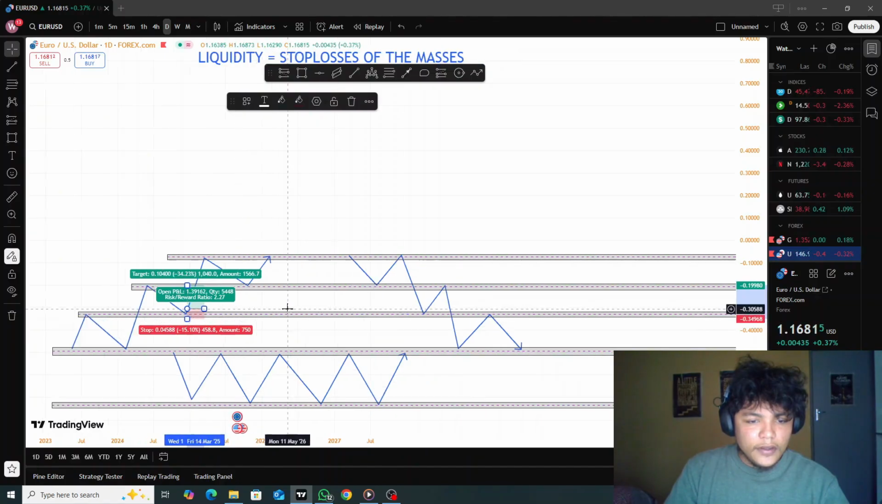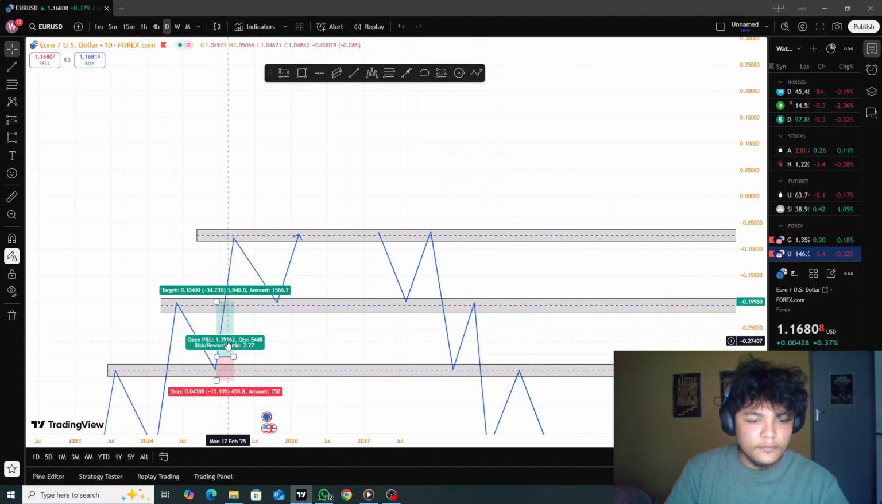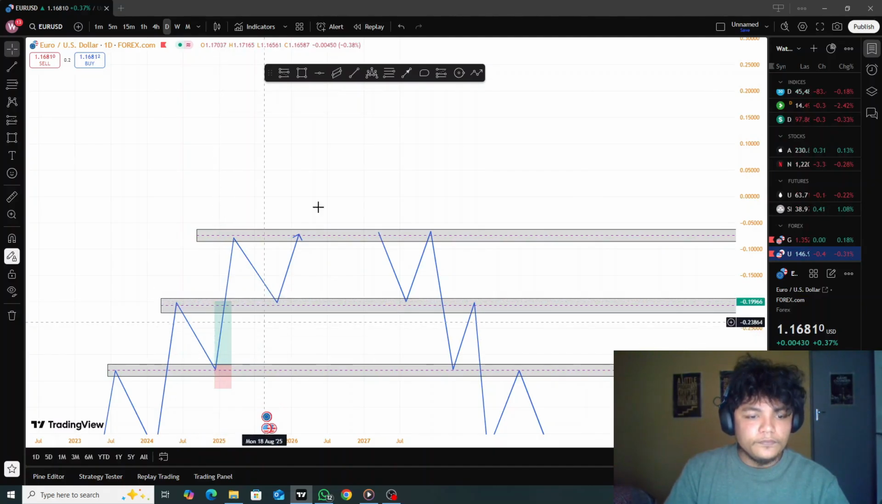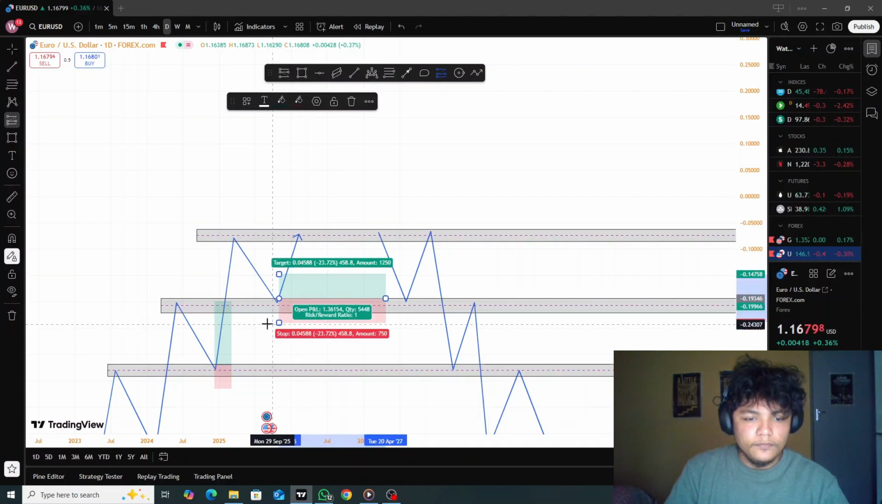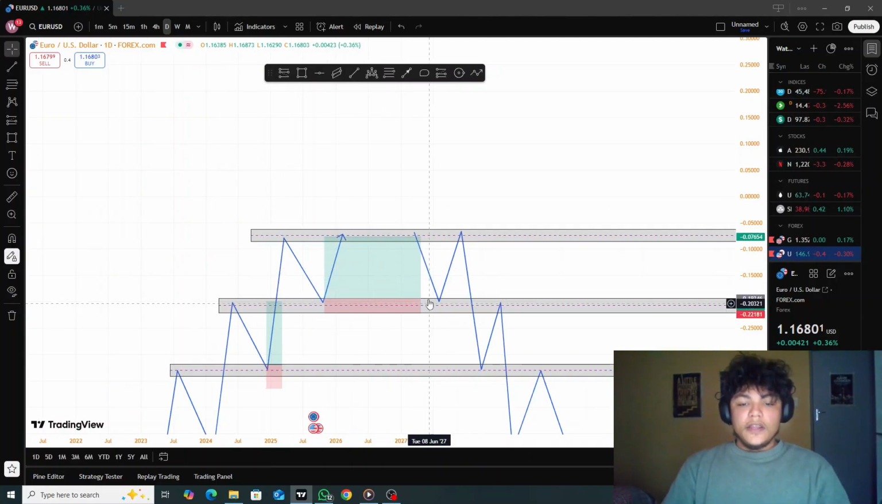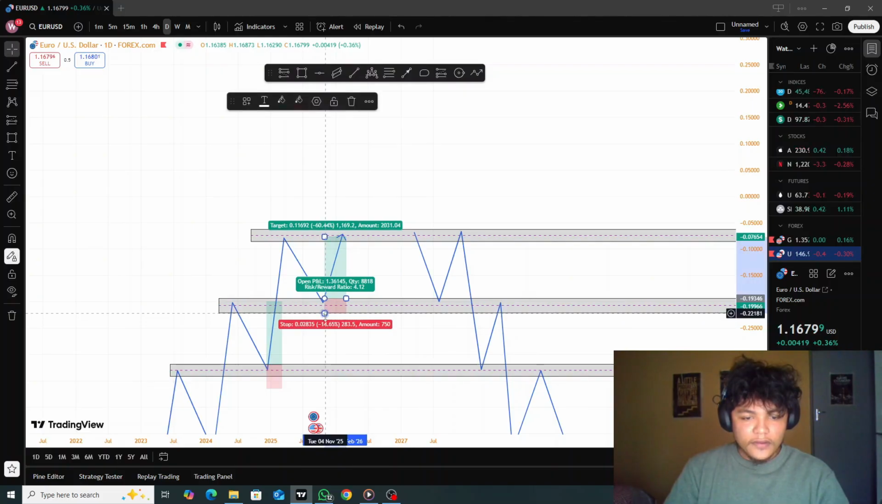Below that level right there. Let's make it a little bit bigger. Okay, we want to buy right here as well. Okay, so guys, now I know my stop loss is right below this level, right below the support level.